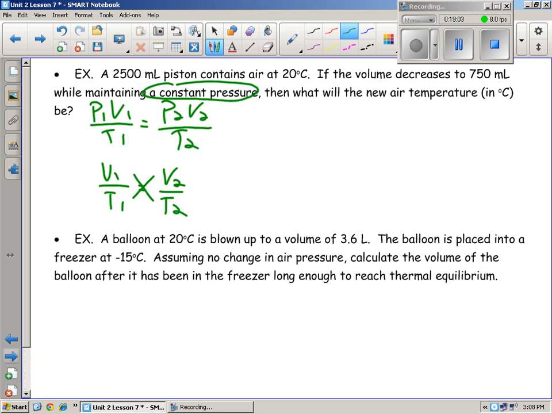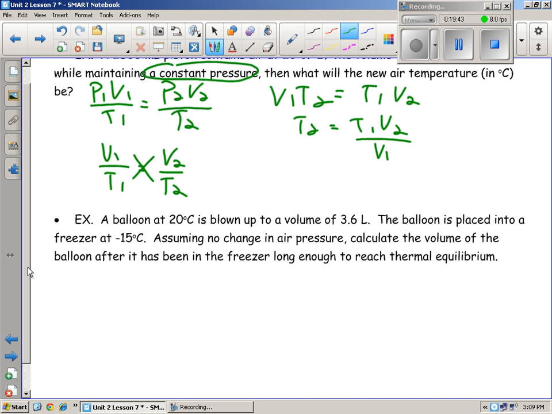A little cross multiplying here: V1 T2 equals T1 V2. Cross multiply and solve. I want to solve for T2, the new air temperature. Divide both sides by V1. Like I said, if that's confusing for you, come see me, and we'll work out a system for you that works. I've got lots of them. Not lots of them, I've got like 2, but something will work. Worst case scenario.